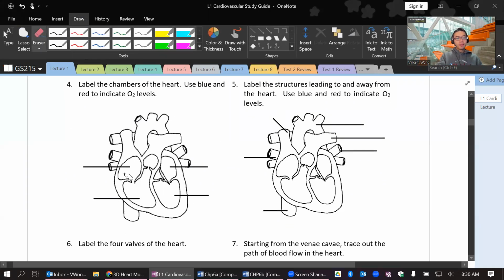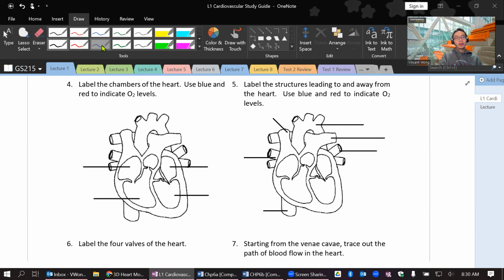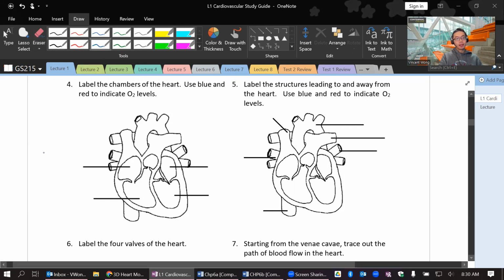So let's see. Over here, we have the top right chamber, and that would be the right atrium. And right atrium is going to be poor in oxygen, so I'm going to use blue. Below the right atrium, we have the right ventricle. And that is also going to be low in oxygen.